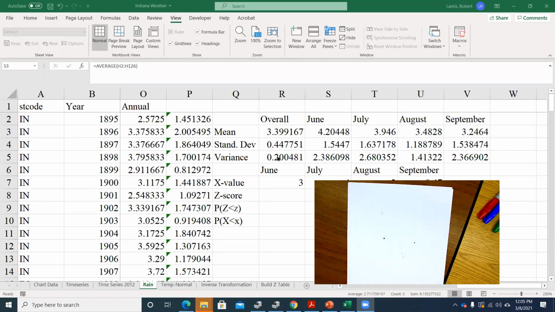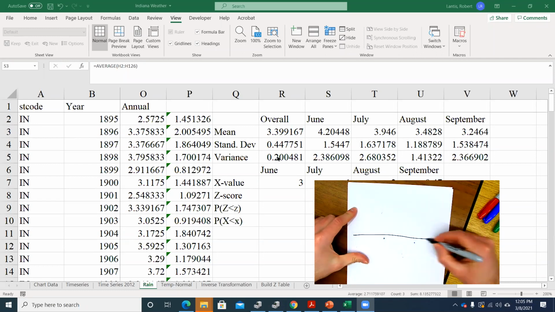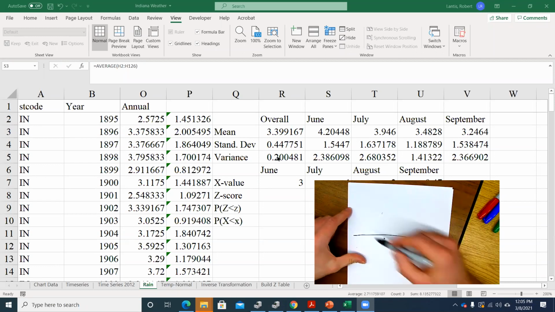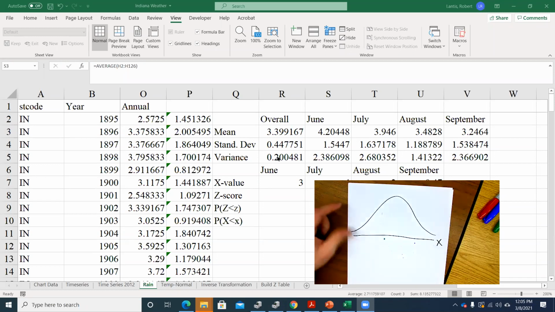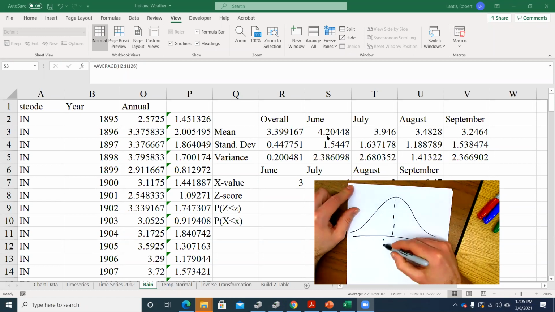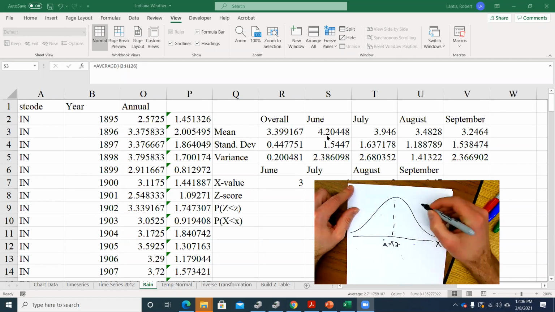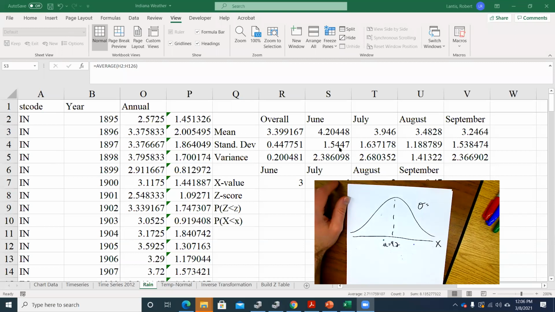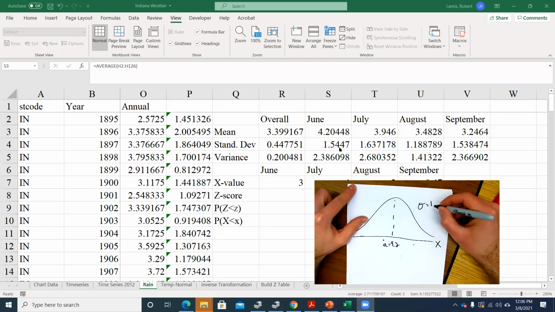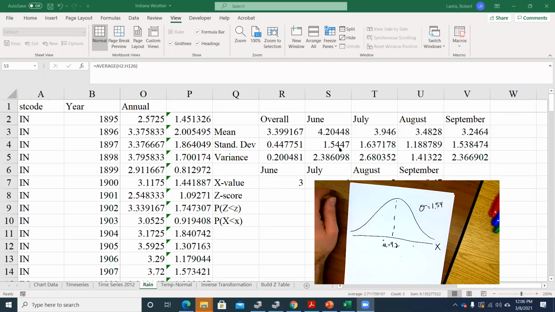So really what we're thinking about here is we have this random variable x, which is June rainfall. Looks like the average is what? Approximately 4.2. Standard deviation is 1.54. And then maybe I'm interested in something like, what's the probability I see 3 inches or less of rainfall, right?